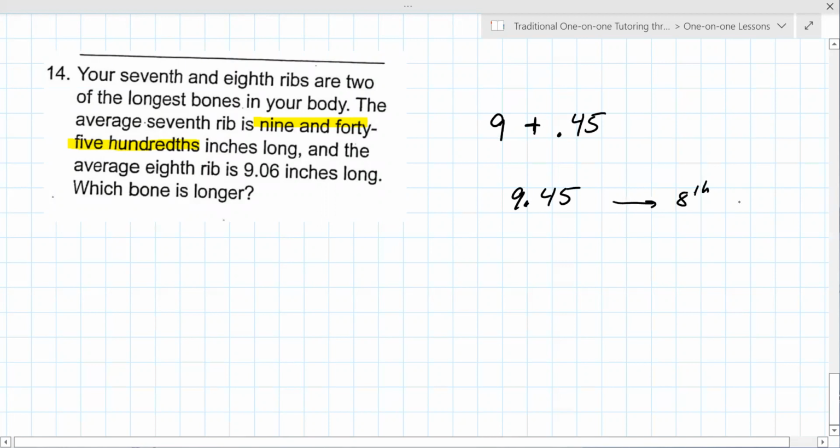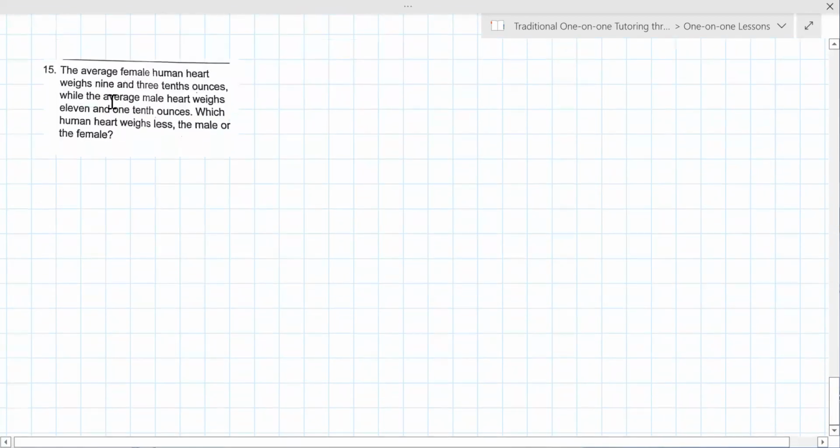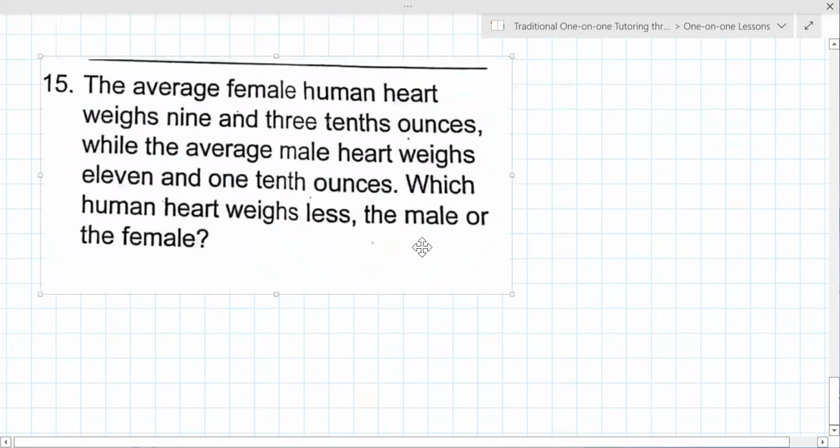Now you don't have to actually determine how much longer it is, although you could. That would be a good question. But you just need to determine that it is in fact longer. Any questions on that? No. Okay. There's not really any work to do. It's more of, did you understand how to convert from words to a decimal?